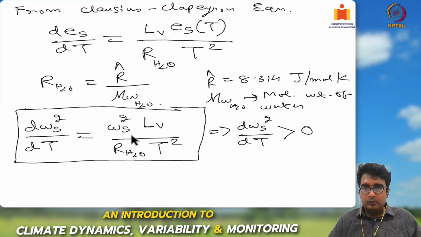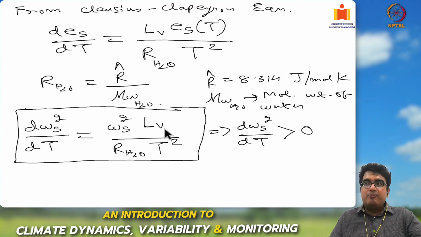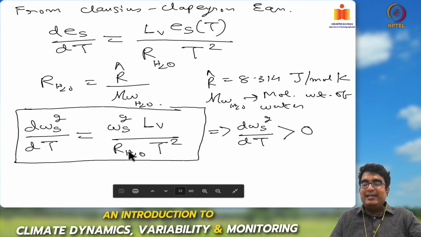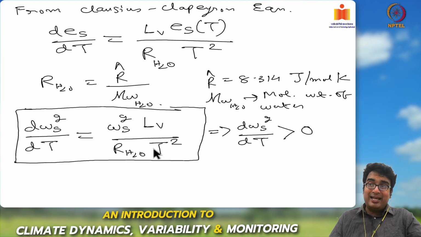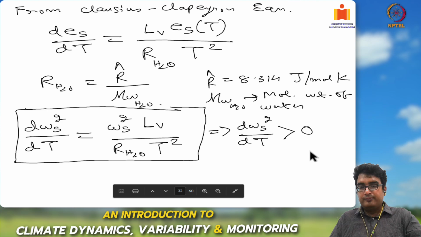Note that the saturation mass mixing ratio is a positive term. The latent heat of vaporization of water is a positive term. Ideal gas constant for water is a positive term, and temperature as it's expressed in kelvins is always a positive term. So the gradient of the saturation mass mixing ratio with temperature is positive. This we had expected because as temperature rises, the amount of water vapor that the saturated parcel of air can hold is going to increase. So this gradient is expected to be positive.